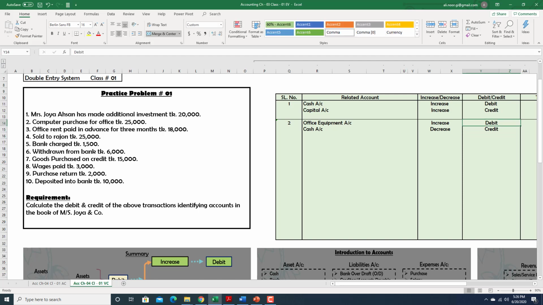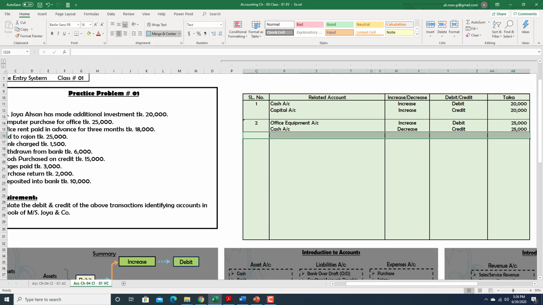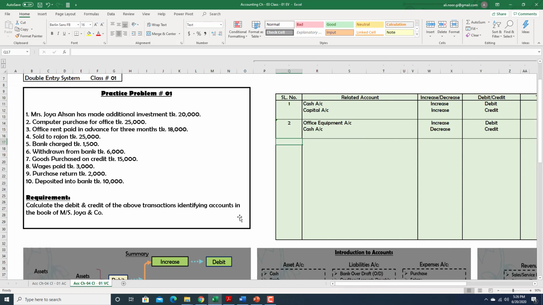So for increase in asset we have written debit, and for decrease in asset we write here credit. Okay, so the amount is 25,000. Right. Okay, number 2 done. Okay, let's read number 3.